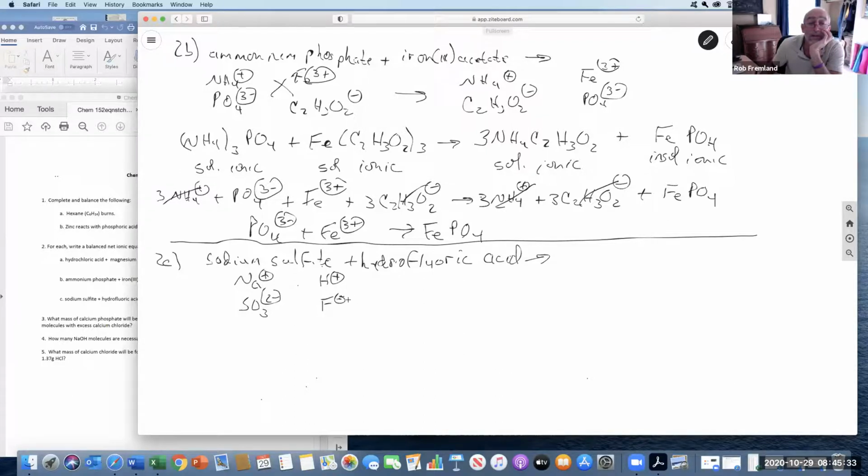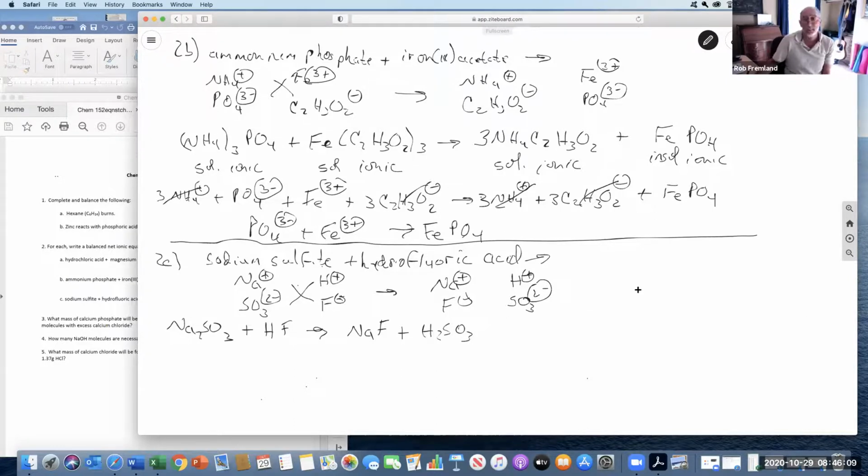Whoops, F minus. So the products are going to be Na+ and F minus, and then H+ and SO3 2 minus. So when we put these together, Na2SO3, HF, NaF, and then H2SO3. Now, H2SO3 is one of those 4 decompositions.